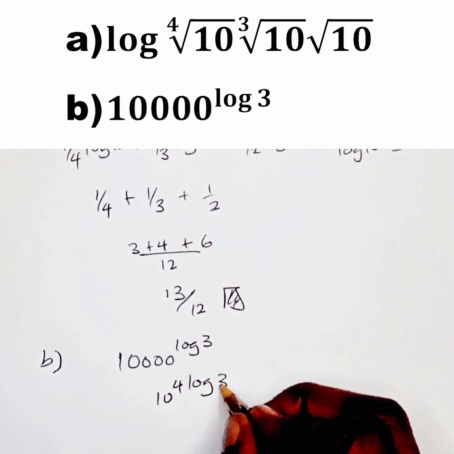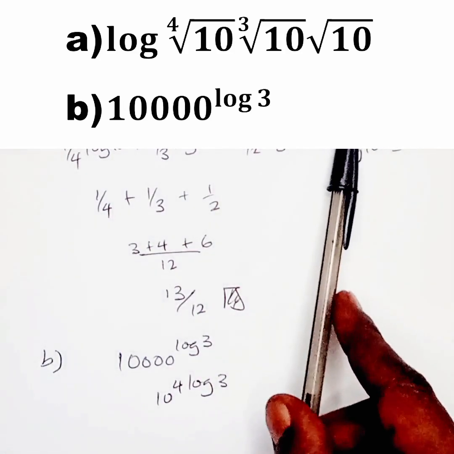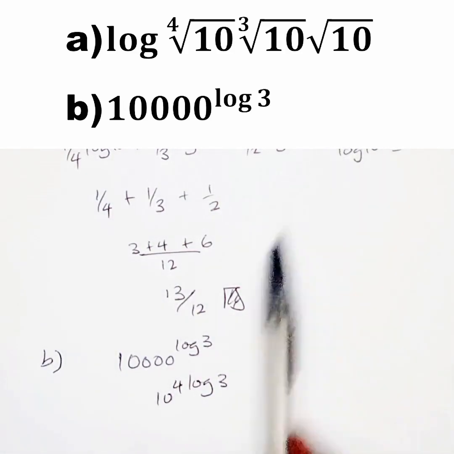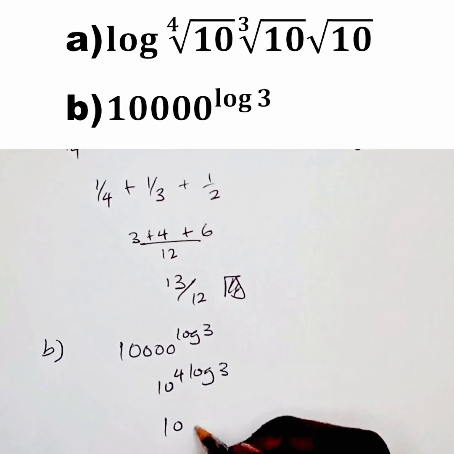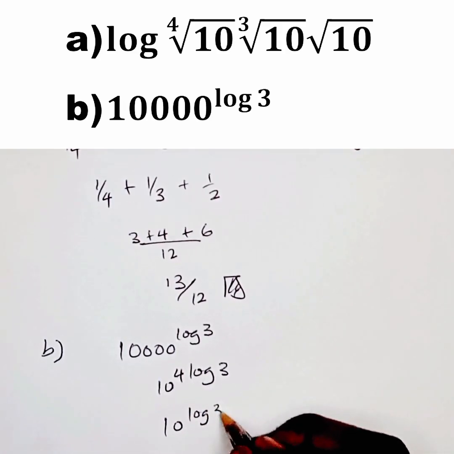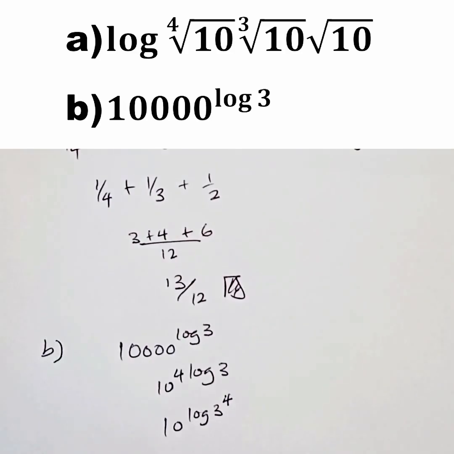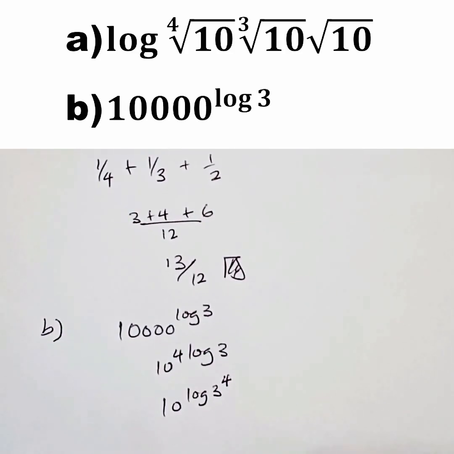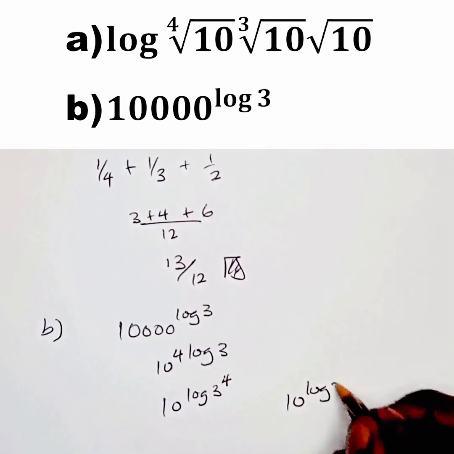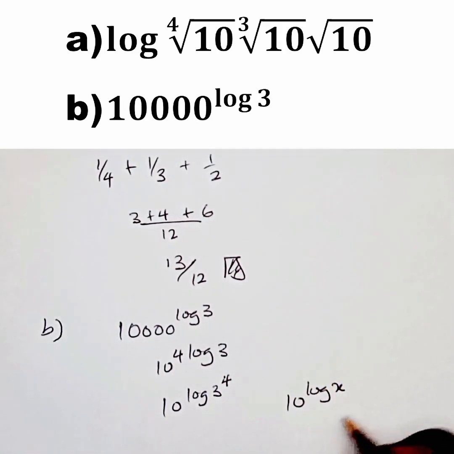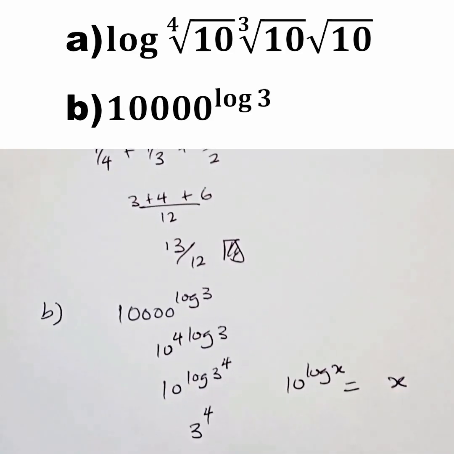And at this stage, we're going to use again this law of logarithms that we have here on this top part here. So we're going to have 10 to the power log 3 to the power of 4. And now we can use this other law of logarithms that says 10 to the power log x, 10 to the power log something, it's just going to give you x. Okay, so our answer here will be 3 to the power of 4, right?